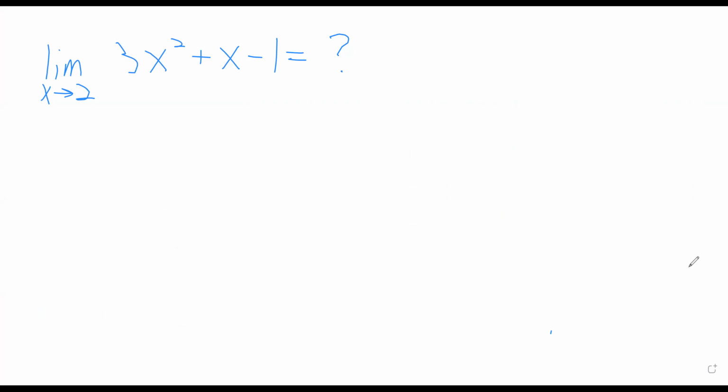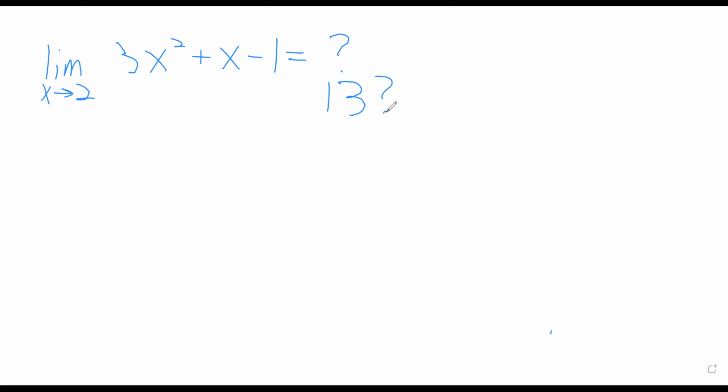So it would be reasonable to speculate that this limit is 13. But we don't at the moment have a way of formally saying that, a quick mathematical way of taking limits without messing around with tables and trying to numerically approximate stuff. We'll fix that today and tomorrow.